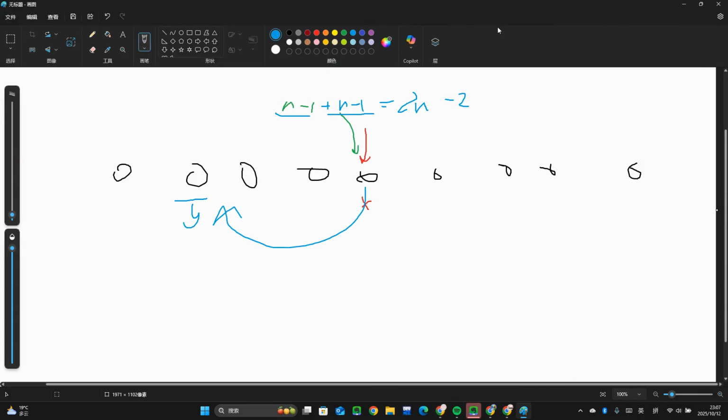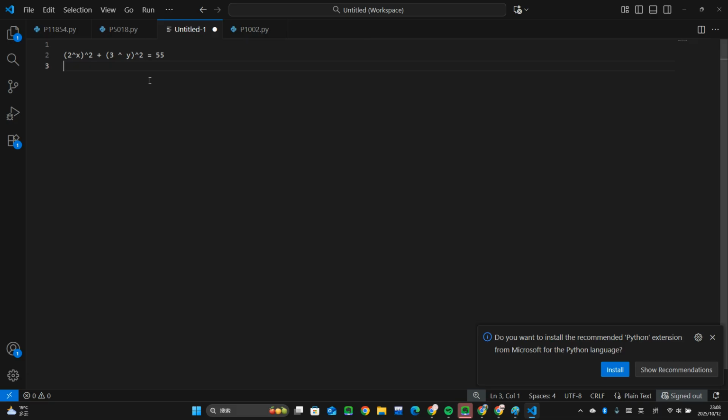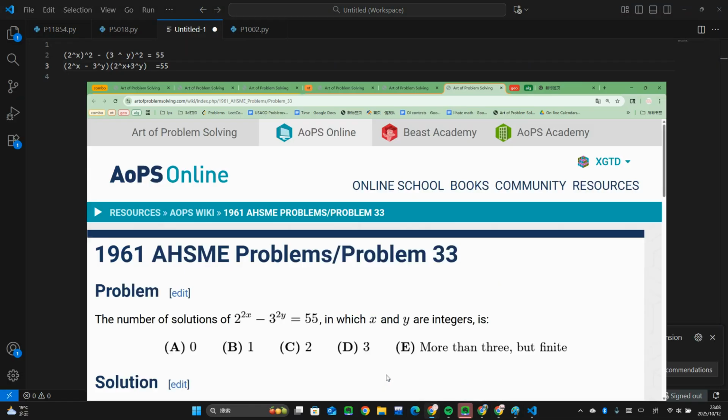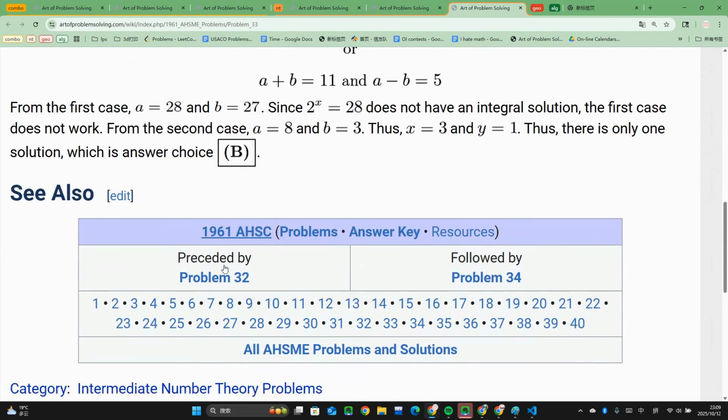So obviously, let me pull up my VS Code. All right. So now that we have this minus, we can just apply a difference of squares. So we have 2 to the x minus 3 to the y times 2 to the x plus 3 to the y equals 55. So obviously now, since it's number theory, we just prime factorize 55, and then we solve an equation, and then realize that there's only one pair of valid solutions. So the answer is 1, which is B. Yep, it's B.